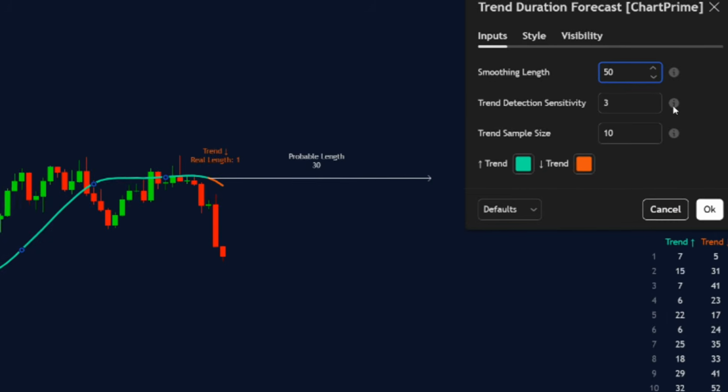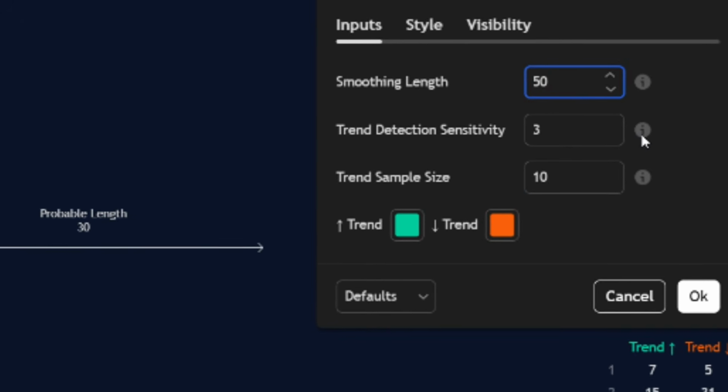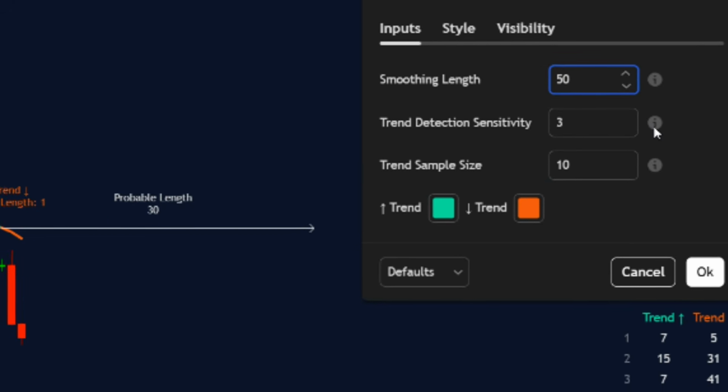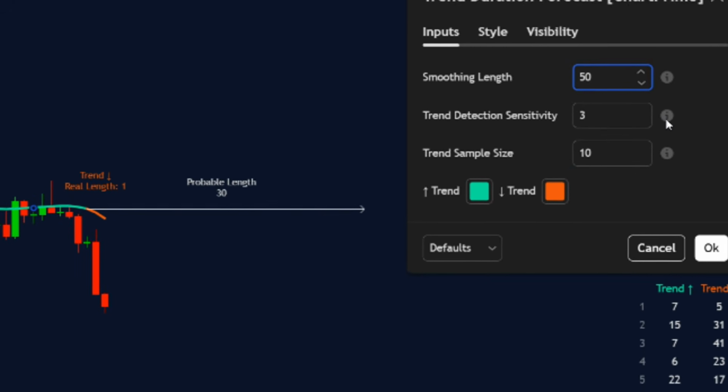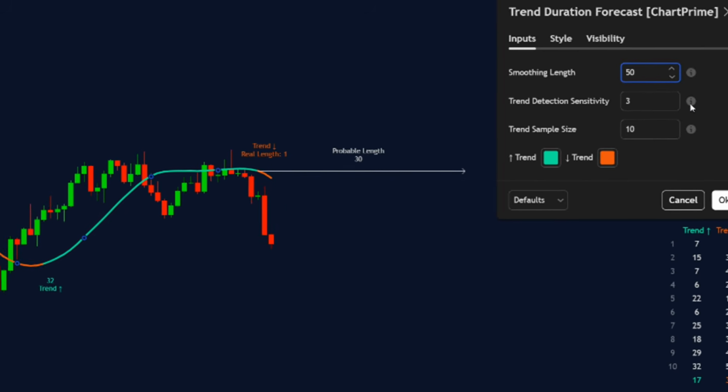Next is trend detection sensitivity. This variable changes how quickly the ribbon line flips color. Lower numbers react faster, while higher numbers filter out more noise. We will set this to 3. 3 is a responsive setting that is not too jumpy, protecting you from fakeouts.